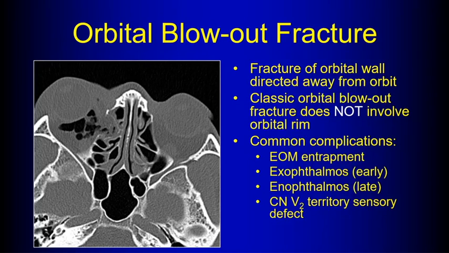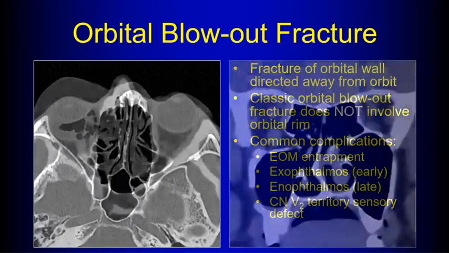There are some common complications. You can get extraocular muscle entrapment, which is a clinical diagnosis. There are very rare situations where we can say for certainty that there's an entrapped muscle. Typically, they give you exophthalmos early from hemorrhage or air, like in this case. And then later on, they'll give you enophthalmos because of the increased orbital volume. And finally, if you have an orbital floor fracture, it can involve the infraorbital canal and result in a cranial nerve V2 territory sensory defect.